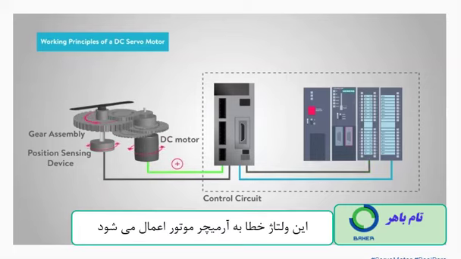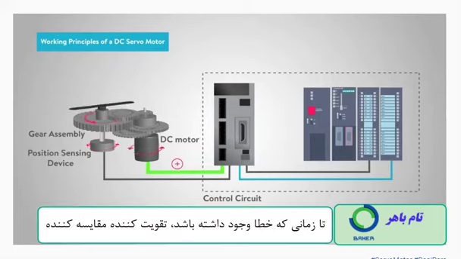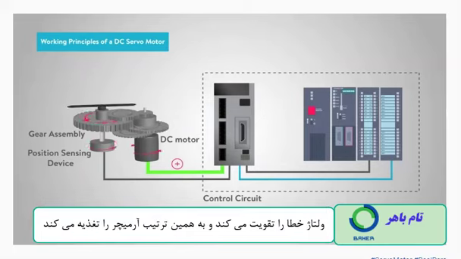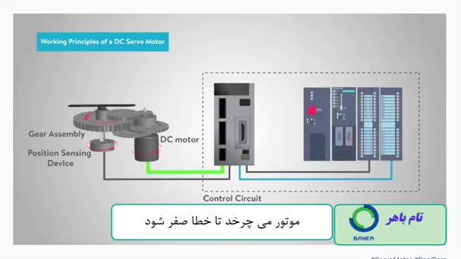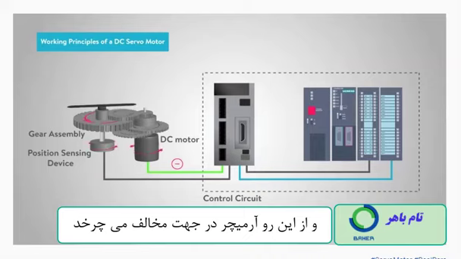This error voltage is applied to the armature of the motor. As the error increases, so does the output voltage applied to the motor armature. As long as error exists, the comparator amplifier amplifies the error voltage and correspondingly powers the armature. The motor rotates until the error becomes zero. If the error is negative, the armature voltage reverses, and hence the armature rotates in the opposite direction.